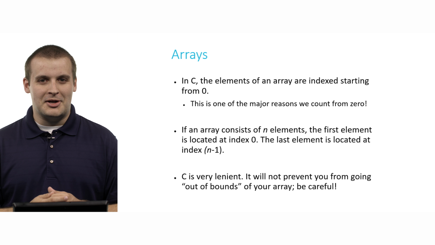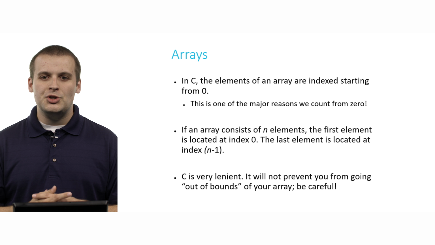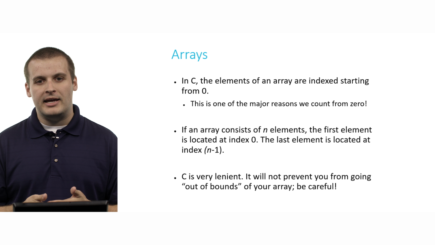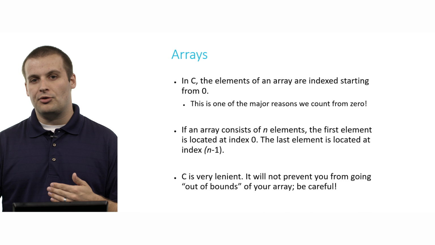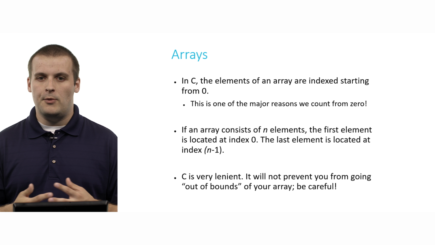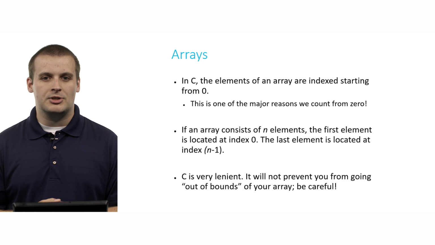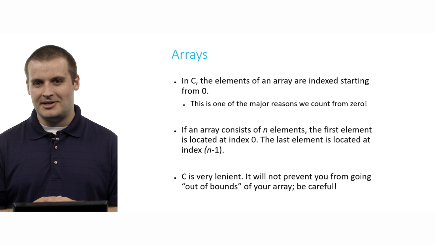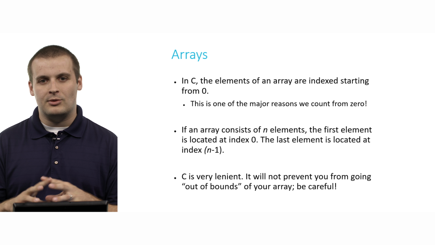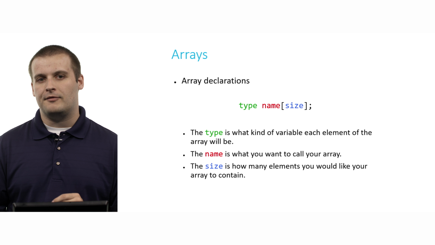Unfortunately, or fortunately, depending on your perspective, C is very lenient here. It will not prevent you from going out of bounds of your array. You could access the -3th element of your array or the 59th element of your array if your array only has 50 elements. It won't stop your program from compiling, but at runtime you might encounter a dreaded segmentation fault if you start to access memory that is outside the bounds of what you asked your program to give you. So do be careful.